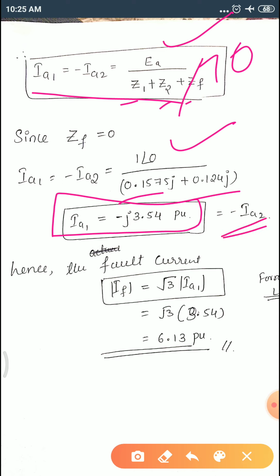Okay, and then what about the fault current? Okay, fault current is, as we have said, IF equals root 3 times of IA1. Okay, since it is negative, we will take the magnitude of that. So then it will be root 3 times of the magnitude, 3.54, which is nothing but 6.13 per unit.